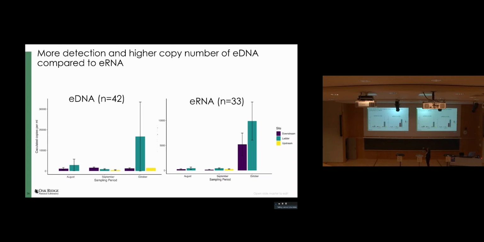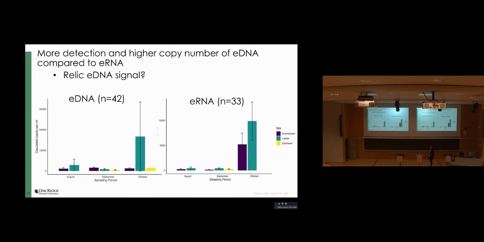With eRNA, we're also getting high copy numbers for downstream where we aren't seeing that with DNA. The most striking thing here, though, is that with DNA, we have 42 detections, and with RNA, we have 33 detections. There are some possibilities for this difference that will make sense.